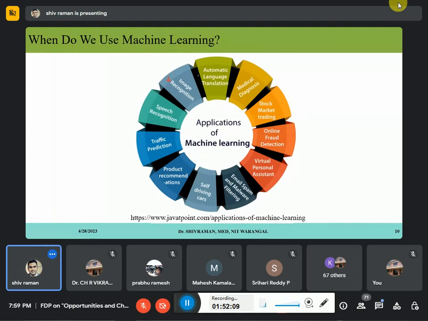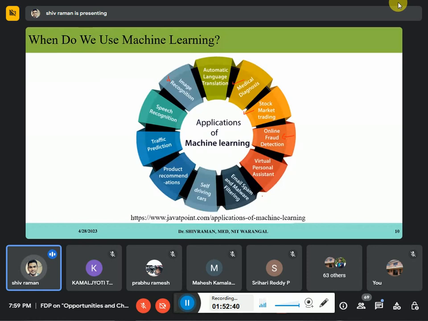Okay, then medical diagnosis, stock market prediction. People are using this, Kubera, or you can take Apex stock. They are using this machine learning algorithm to predict the next day share market ups and downs. Also, they are able to do fraud detection, online fraud detection. They are helping in the usual personal assistant with the help of AR and VR, email scan, self-driving car.